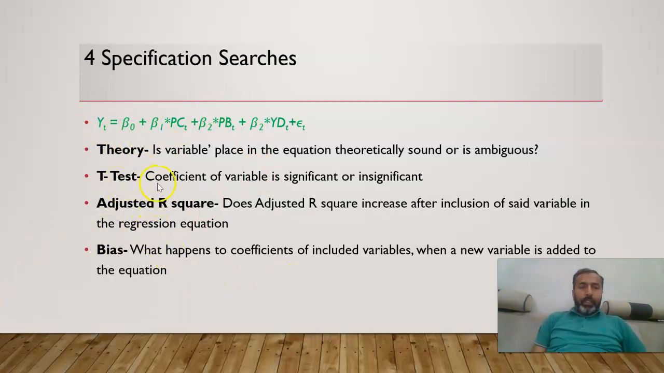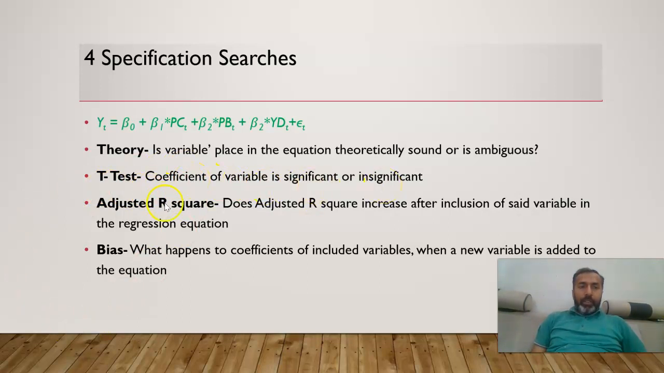Second test is the t test. You know that t value is equal to coefficient divided by standard error. As a rule of thumb, if the t statistic is bigger than 2, we conclude that the coefficient is significant. So we'll see whether the coefficient of that variable is significant or insignificant.